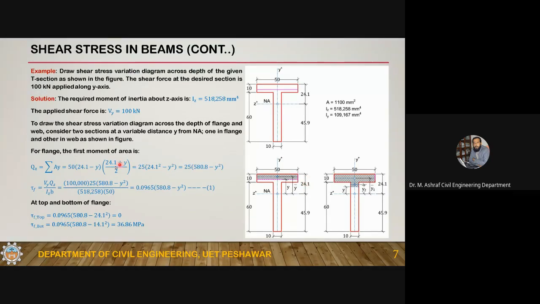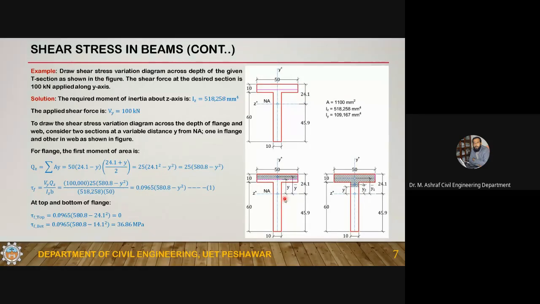24.1 minus y. So 50 is the width, 24.1 minus y. So this is the area. And what about the centroid? How to get the centroid of this? Since this is a rectangle, the centroid will be at the center of this depth.